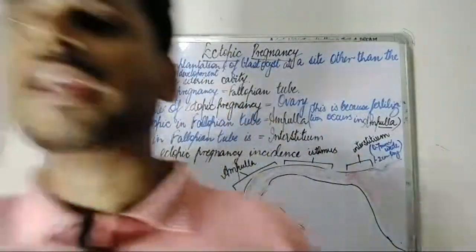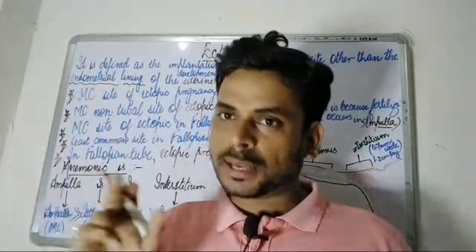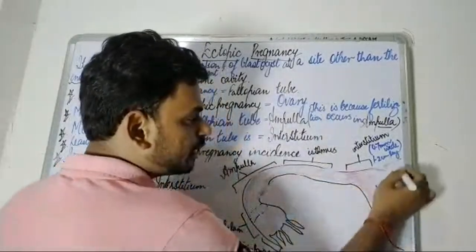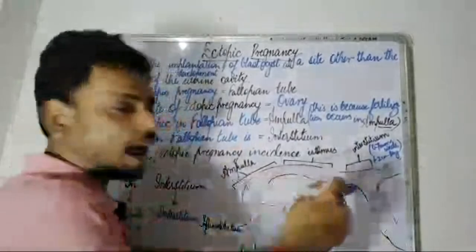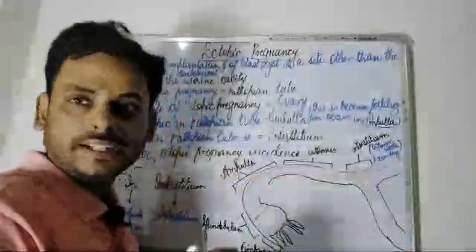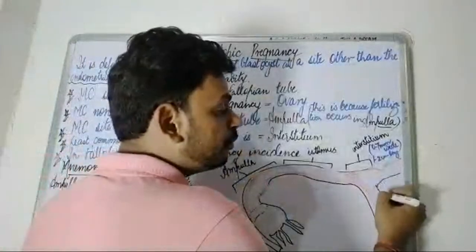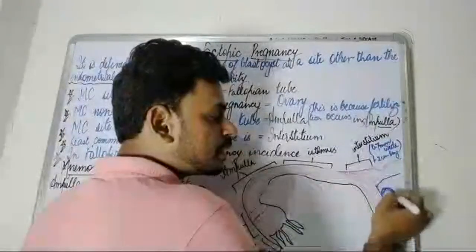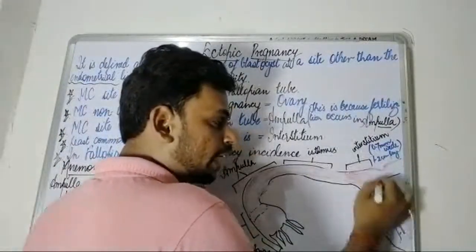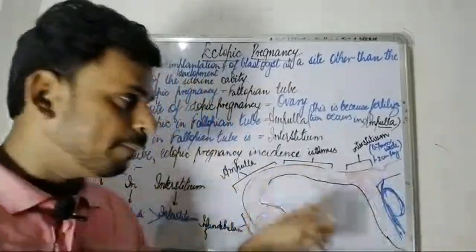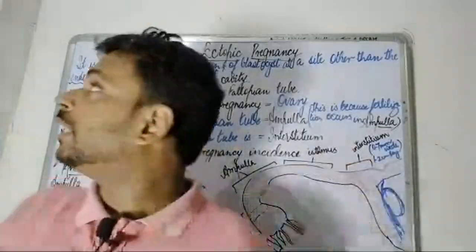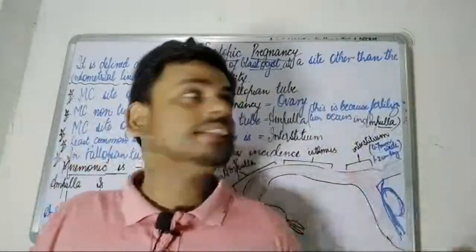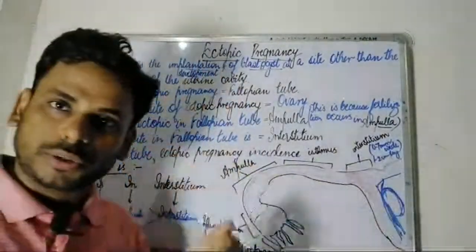So during an ectopic pregnancy, the implantation of the blastocyst is not going to occur at the endometrial lining. This is the structure I have drawn of the uterine cavity. In a normal pregnancy, the blastocyst is going to implant at the uterine wall, that is the endometrial lining of the uterine cavity. But in case of an ectopic pregnancy, the development and the implantation of the blastocyst occurs at a site other than the endometrial lining of the uterine cavity.